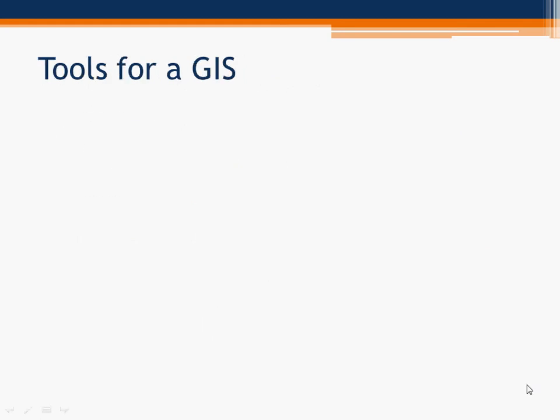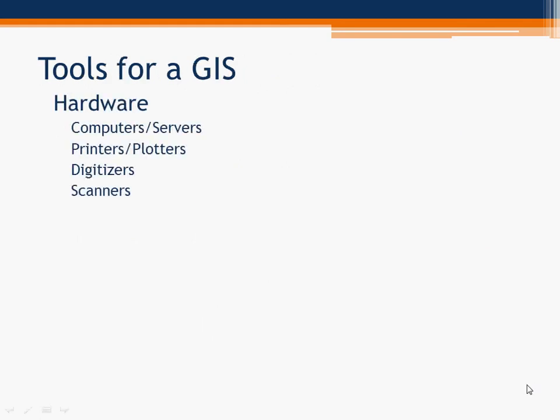So, tools that you would use for GIS. Well, we mentioned the hardware. Of course we would use computers and servers, printers and plotters. Absolutely, we're going to be printing hard copy maps when we use GIS. Plotters print large format types of maps. Digitizers and scanners, of course, are used to get paper maps into this digital environment.